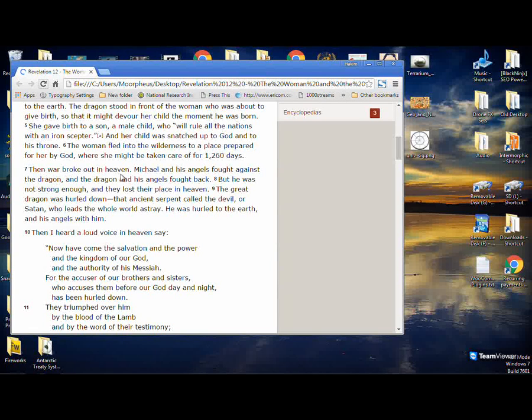All right. It says, then war broke out in heaven. Michael and his angels fought against the dragon, and the dragon and his angels fought back. And towards the end, I'm going to talk about angels and what exactly they are. And it says, but he was not strong enough, and they lost their place in heaven. The great dragon was hurled down, that ancient serpent called the devil or Satan, who leads the whole world astray. He was hurled to earth and his angels with him. And it said, then I heard a loud voice in heaven say, now have come the salvation and the power and the kingdom of our God and the authority of his Messiah.